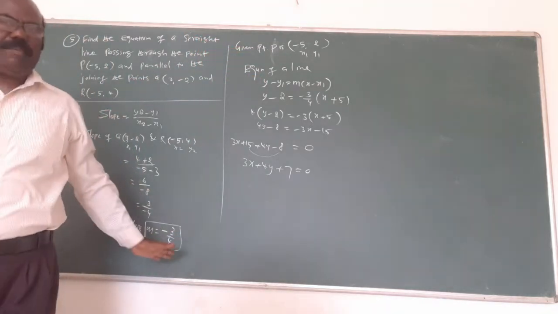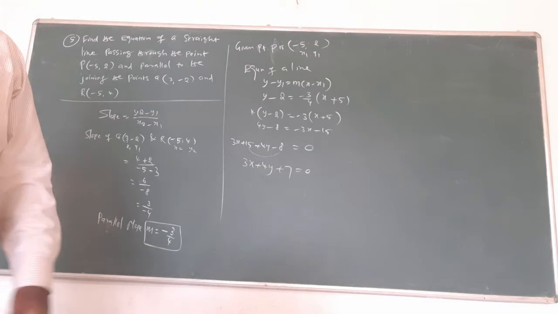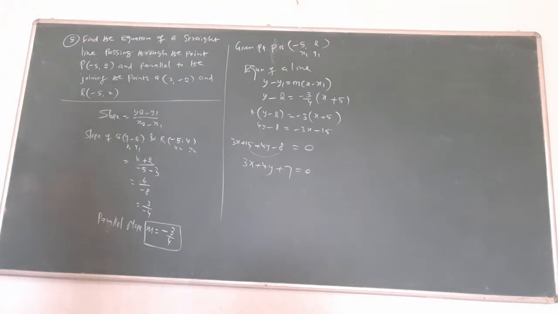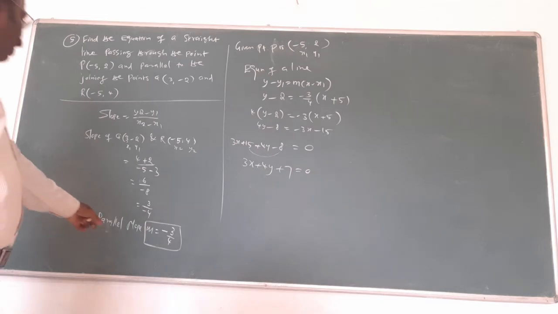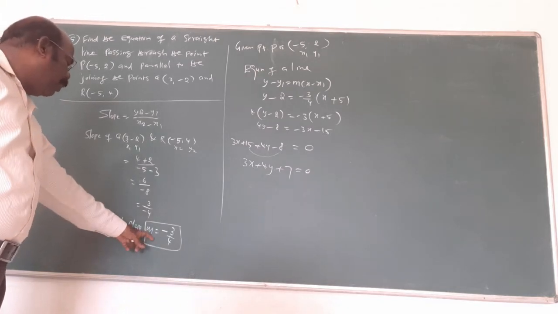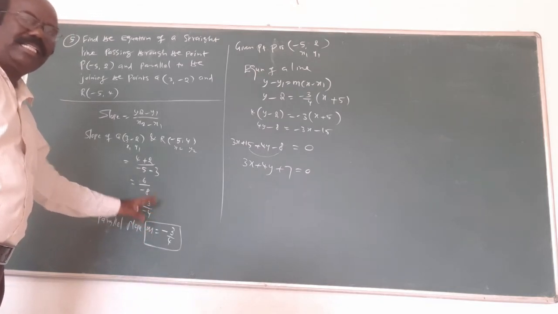Next question, the same with perpendicular. This is the parallel equation; next one is the perpendicular equation. Both use the same method, the same material. Extra, you find the parallel slope, then you find the perpendicular slope: change the sign and take the reciprocal. That's it.